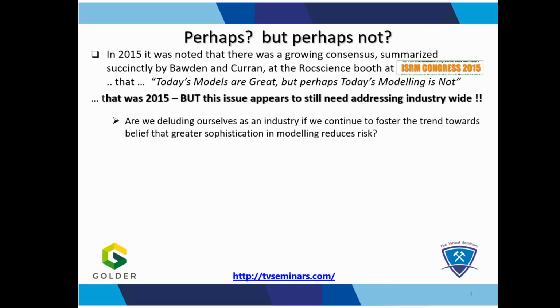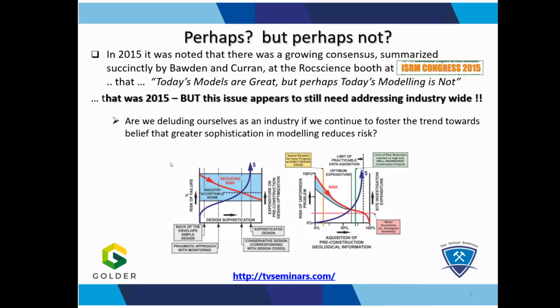In fact, it's a worrying trend that as an industry, we are still deluding ourselves that greater sophistication in modeling, often with inadequate data, is helping us in reducing risk on the projects we are designing. Let's look at this graphic, which was first published in 1992, to try to highlight the differences between real risk reduction, possible through adding investigation data, versus that achievable through analysis and modeling alone.